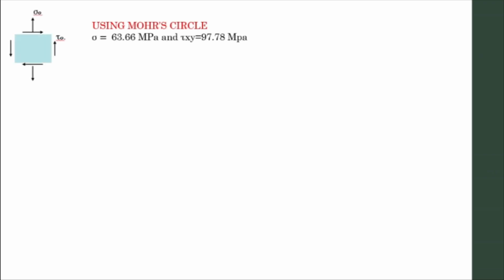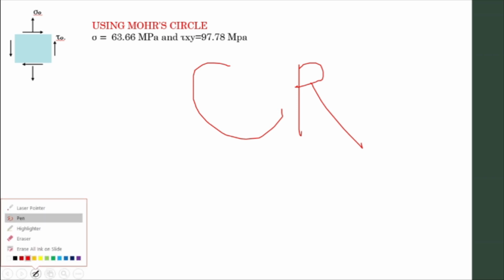Ngayon, meron ka ng stresses. I-plot na natin siya sa Mohr circle. Marunong na kayo mag-Mohr circle? Ang unang technique ko lang dyan, hanapin nyo ang word na CR. Ano ba yung CR? Maghanap ka ng CR kapag may Mohr circle. C is the center, R is the radius.